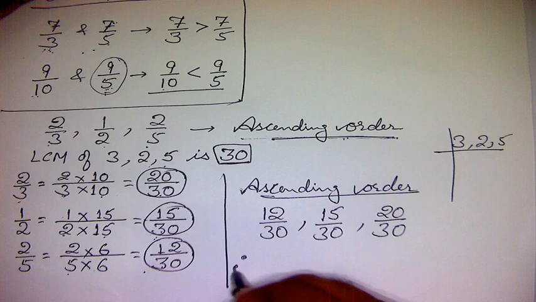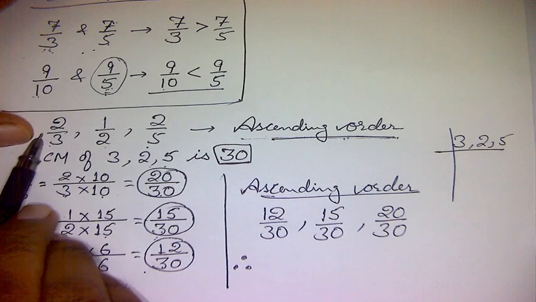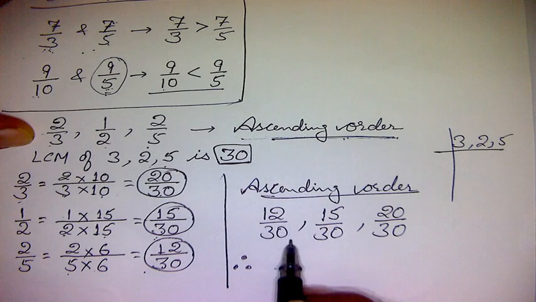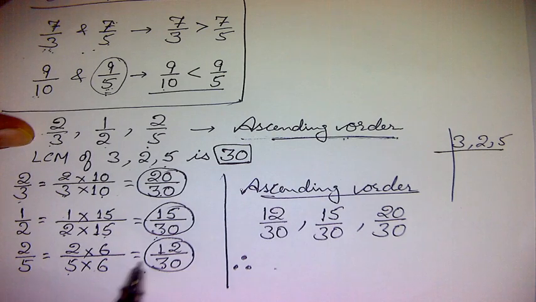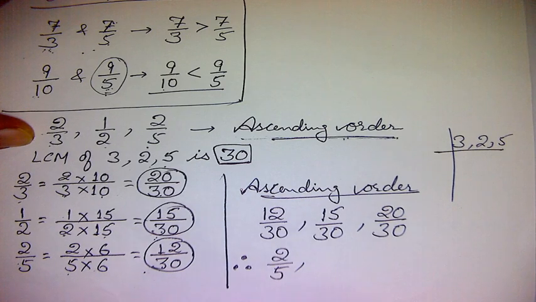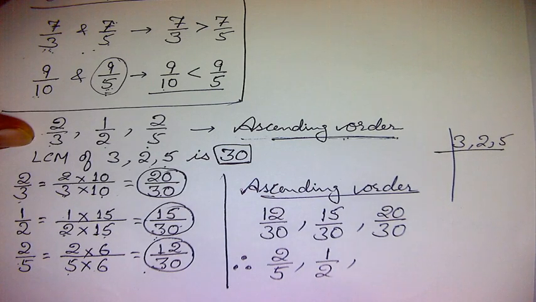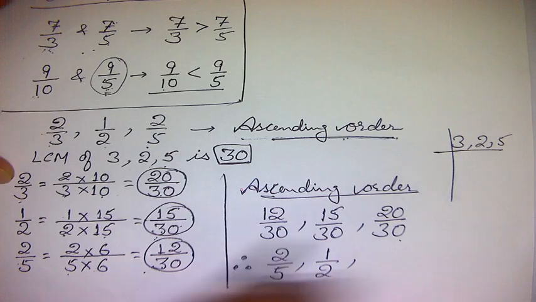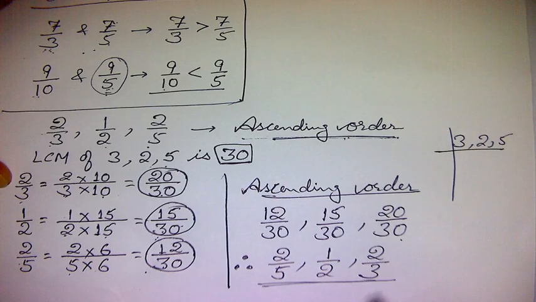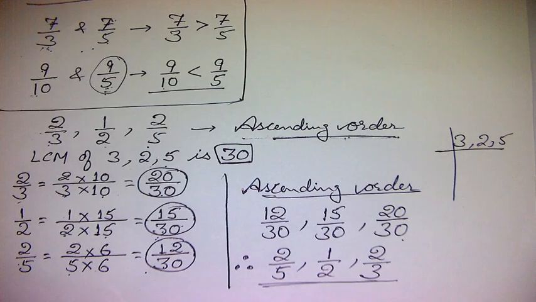Now write it in the original form. Write the fractions in the given form. हमें जिस फॉर्म में fractions दिए हुए हैं हम उस फॉर्म में आंसर लिखेंगे. Now 12 upon 30 is for 2 upon 5. So we write 2 upon 5. Then 15 upon 30 it is for 1 upon 2. So next fraction is 1 upon 2 and then 20 upon 30 it is for 2 upon 3. So the greatest fraction is 2 upon 3 and this is the ascending order. So hope it is clear how you are going to compare the fractions.